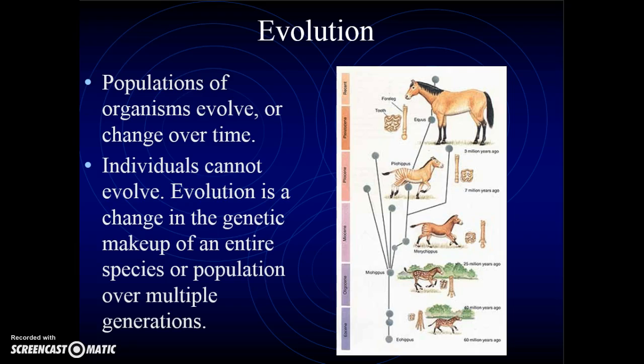Notice it's not a straight line. There are many branches on this pathway of evolution, and many of them here, here, here, here did not survive to the present day. Only one species, Equus, which is the modern horse, has made it through to the present day. All these other forms are extinct.